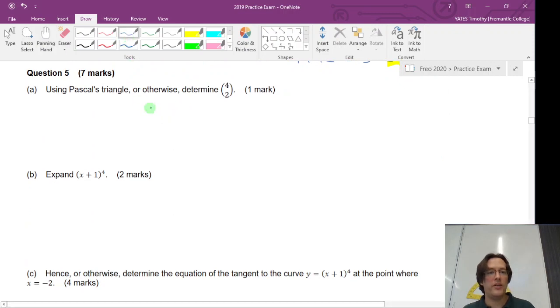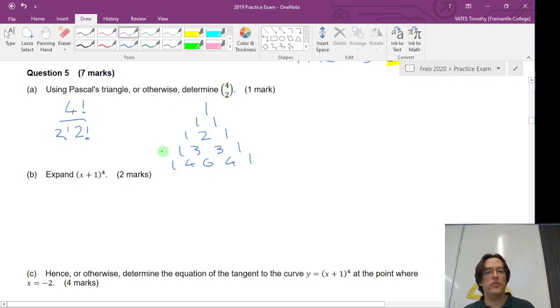So we've got Pascal's triangle or otherwise determine 4 choose 2. Now the original equation is 4 factorial over 2 factorial times 2 factorial, or we can use Pascal's triangle, and in fact I'm just going to put Pascal's triangle here because we are going to need it in the next question anyway.